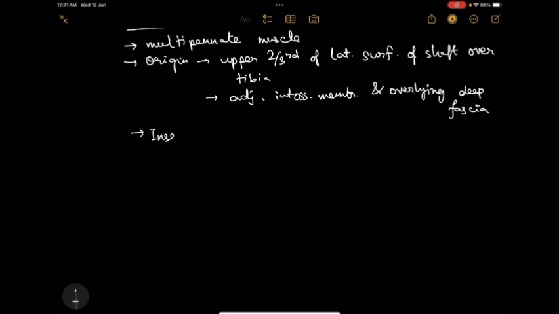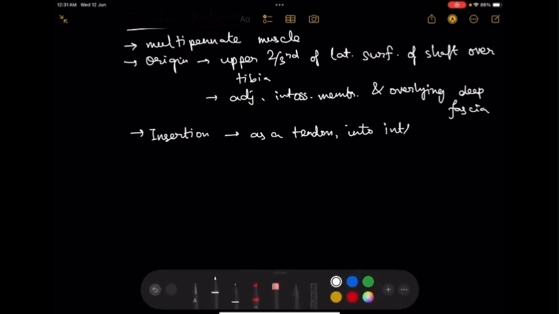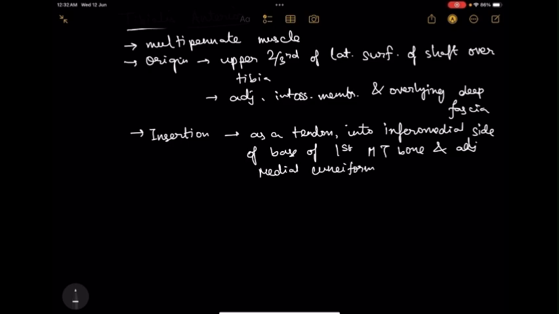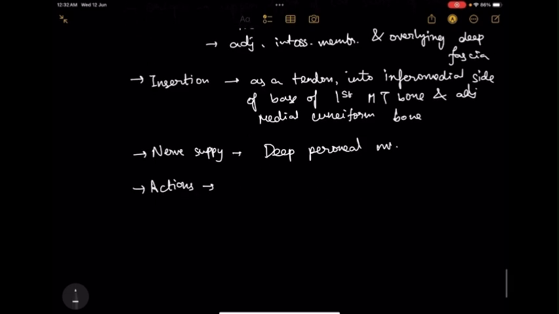Insertion as a tendon into the inferomedial side of base of first metatarsal bone and adjoining medial cuneiform bone. Nerve supply: deep peroneal nerve. Actions: as I had told you, if you have to write about a muscle, you definitely need to write about its actions.